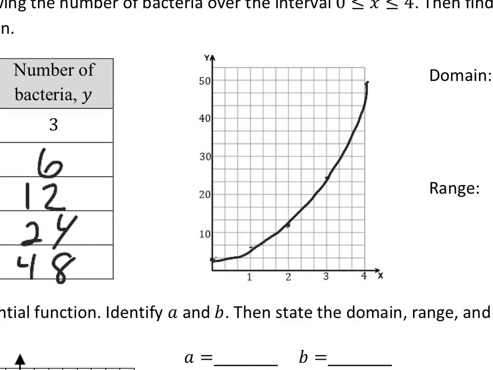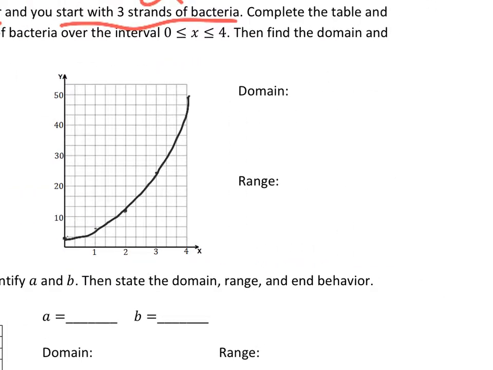Alright, so now we're doing a real world problem. We're talking about bacteria. So we need a domain and a range. And again, if we're talking about this interval here, then we should not have an arrow on the bottom of our line, because we're only going to 4. Because of this interval, we should not have an arrowhead.